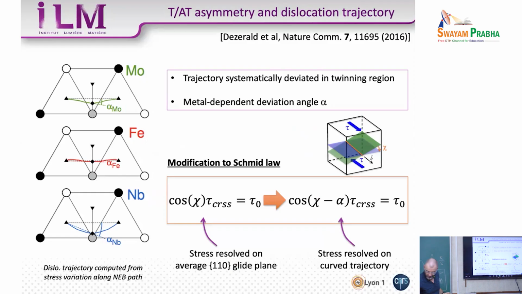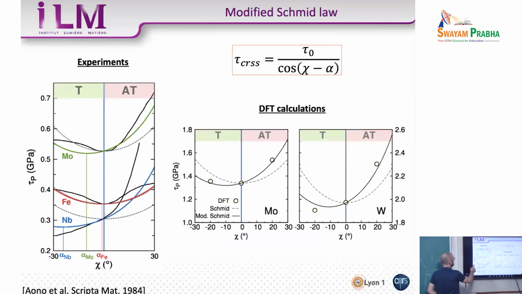But now from that, we can try and predict the yield stress as a function of the chi angle. If I'm using Schmidt law, I'm going to get something which is symmetrical because everything depends only on chi with a cosine. When we do the experiments, this is the result of the yield stress as a function of chi. This is in molybdenum, this is in iron, and this is in niobium, all in black. The prediction from our very simple law with the alpha angle coming from DFT directly, no fitting parameter, just alpha coming from DFT. What you see is that it's not exact, right?